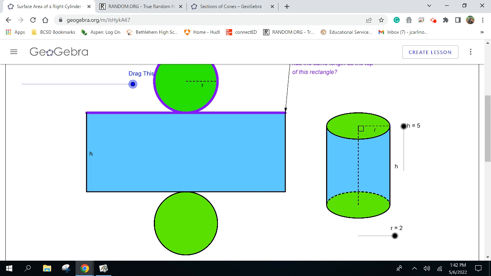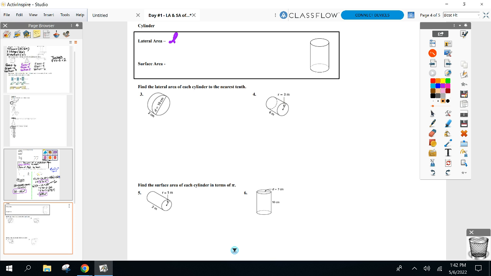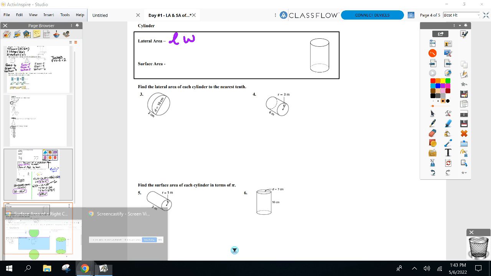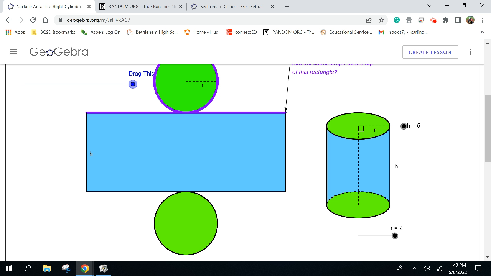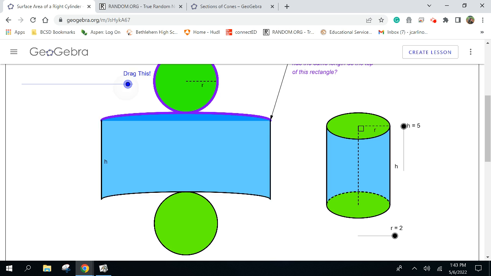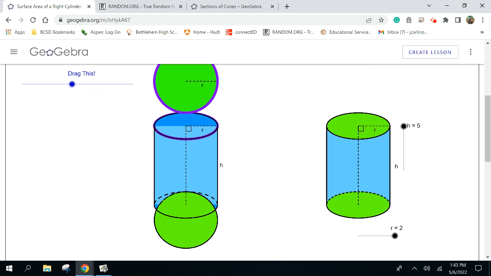Length times width, base times height. Don't write that down. I'm just going to go length times width. Okay? That's not the formula I want, though. What is the length and the width as far as this cylinder goes? Tidy it back up. Everyone ready?